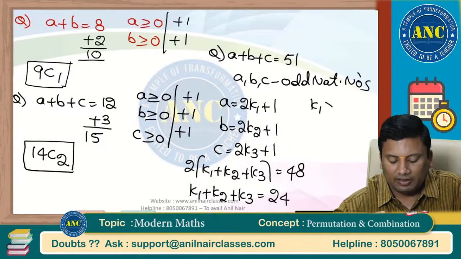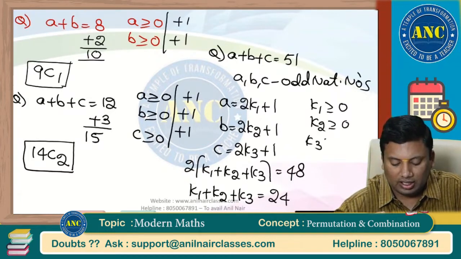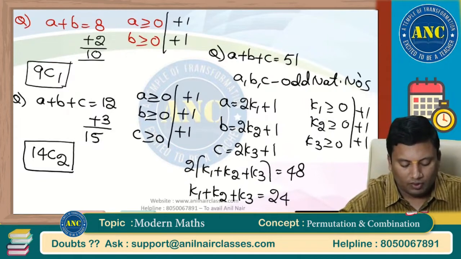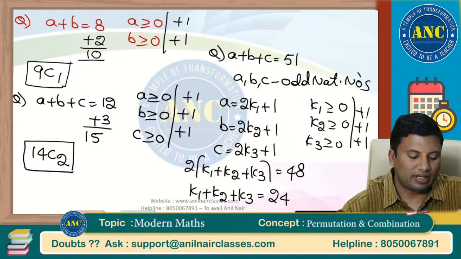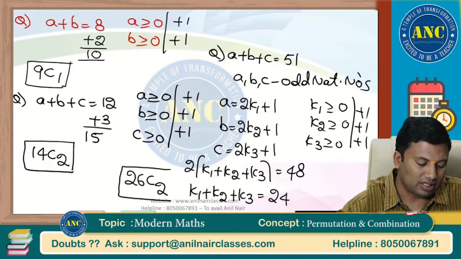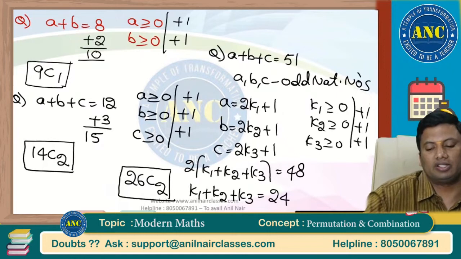All are starting from zeros. k1 0, k2 0, k3 0. So make 1, 1, 1. 24 plus 3, 27. Answer is nothing but 26C2. We got the same answer.